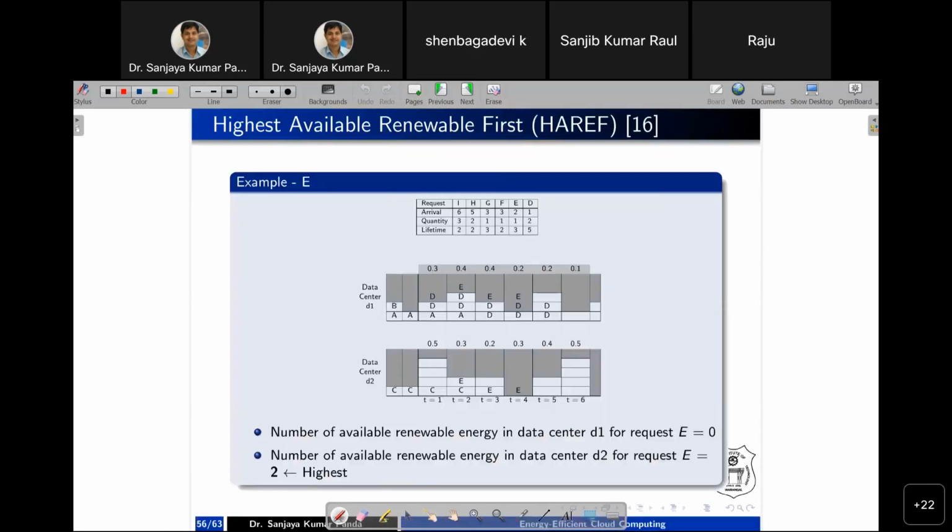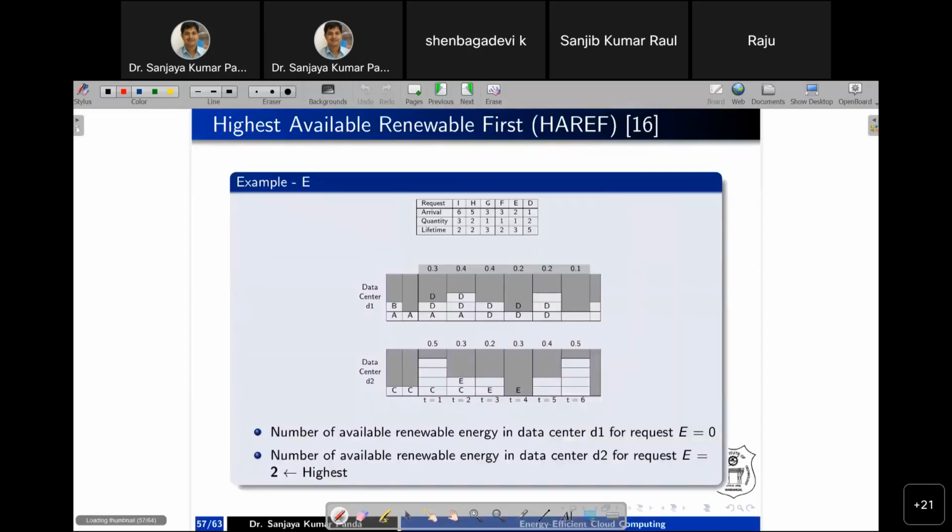If you assign E to data center D1, all the slots given to you are non-renewable slots. They are not renewable slots. That's why it is 0. But if you assign task E to data center 2, it is going to give you two renewable slots, and the rest of the slots are non-renewable. So obviously the highest you are getting is in data center DC2, so the task is assigned to data center 2. In this manner, you can assign the requests to different data centers.